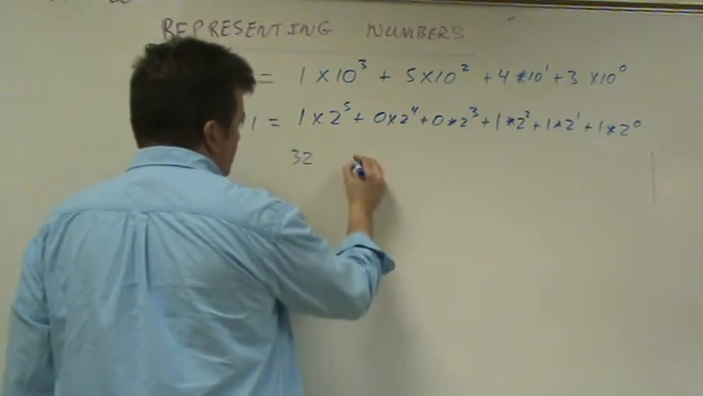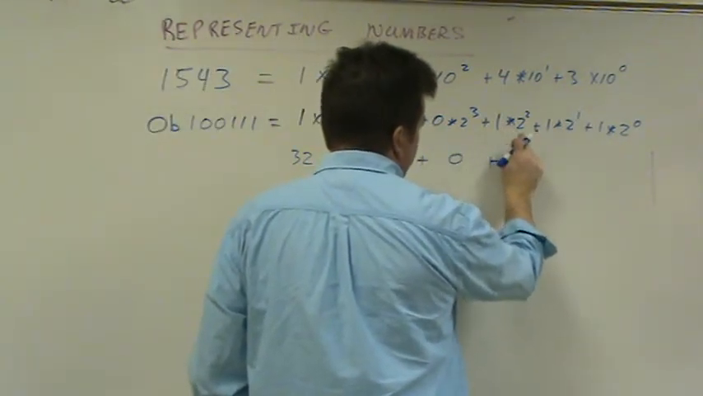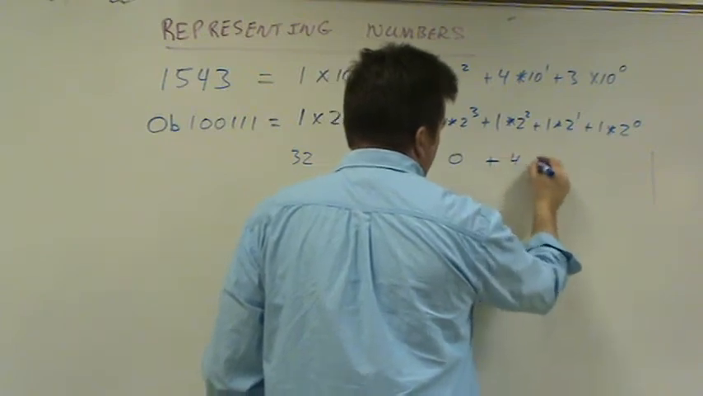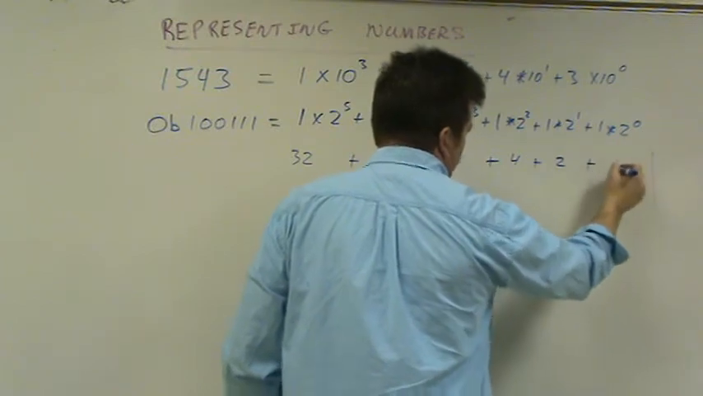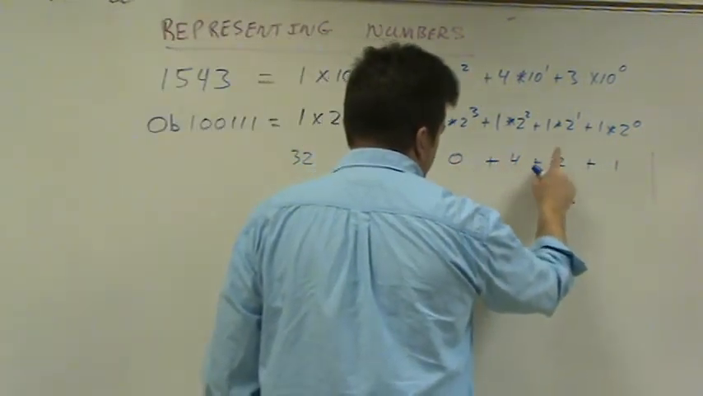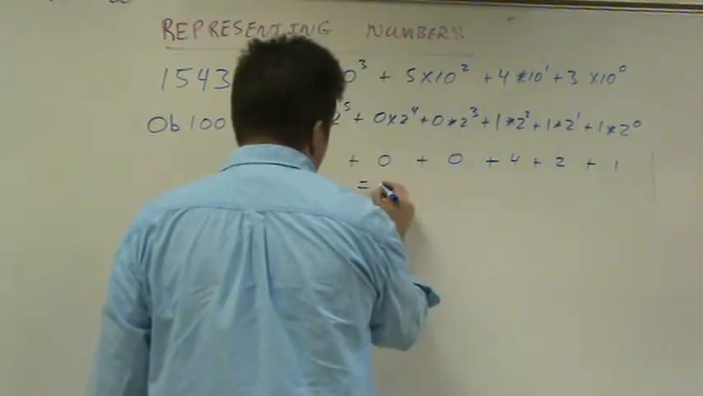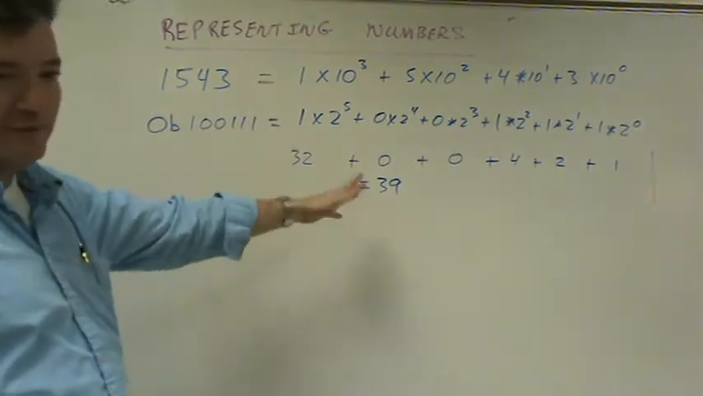32 plus 0 plus 0 plus 1 times 4 plus 2 plus 1. So this equals 39 in decimal. So this represents the number 39 in decimal.